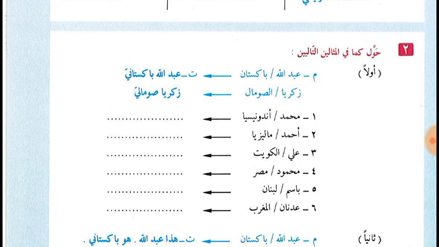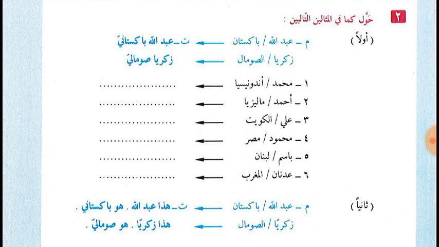Then we have the instruction: change as in the following example. So the teacher gave two words, Abdullah Pakistan. We made the sentence Abdullah Pakistani. Abdullah is a Pakistani man. Zakriya Somali. Zakriya is a Somalian man. Similarly, make sentences for all the others.